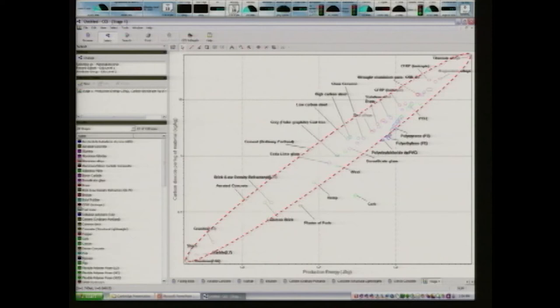This is actually showing you that production energy, or embodied energy, which you can't read, versus CO2 emission, is very tightly correlated. So the embodied energy of a material and the CO2 that's emitted, that's a tightly correlated pairing of properties.